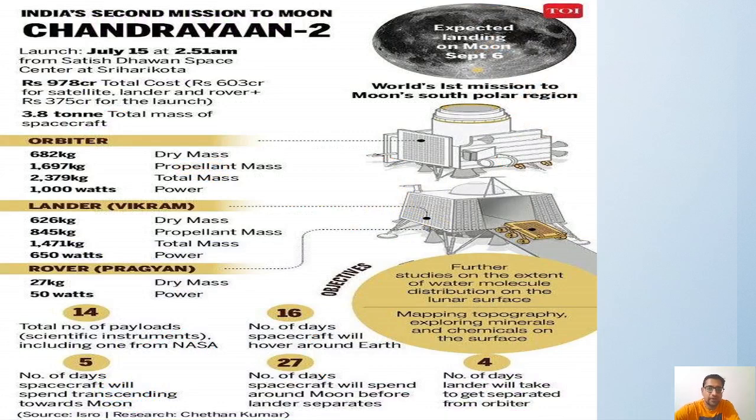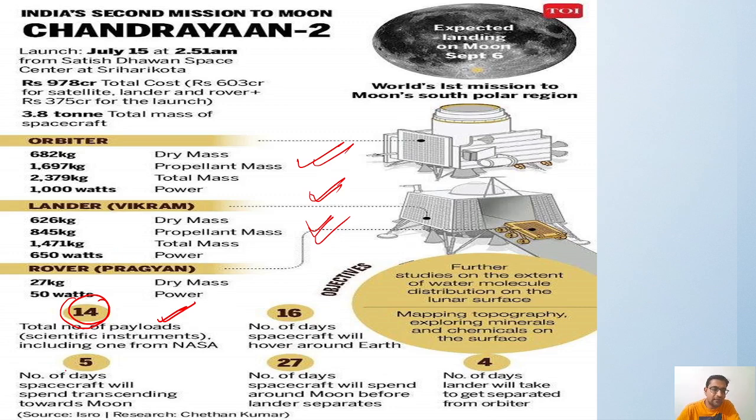Now, we have already discussed that. I have put these slides in to make sure that if you want to understand something else regarding that, you can. I just wanted to tell you that around 14 payloads, scientific instruments, have been sent along with the rover. The rover has certain instruments, then we have a lander with certain instruments, and we have an orbiter with certain instruments. So in total there are 14 instruments.